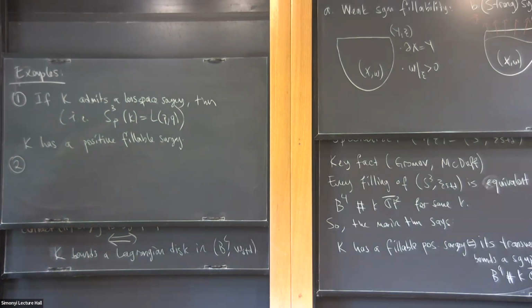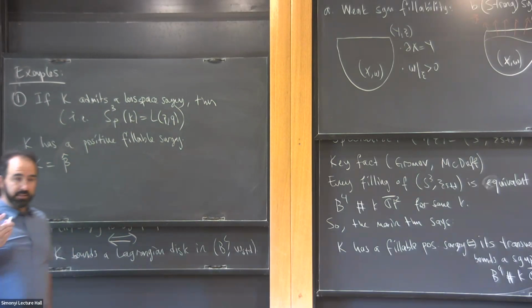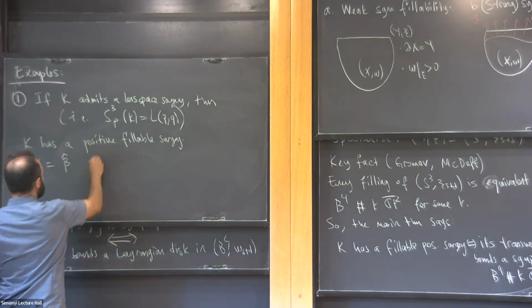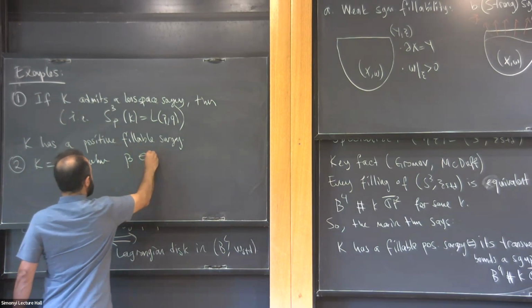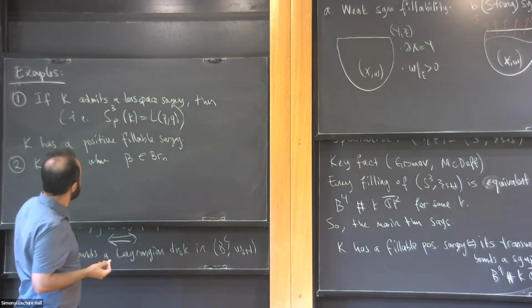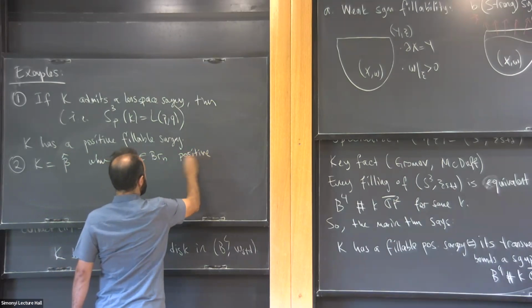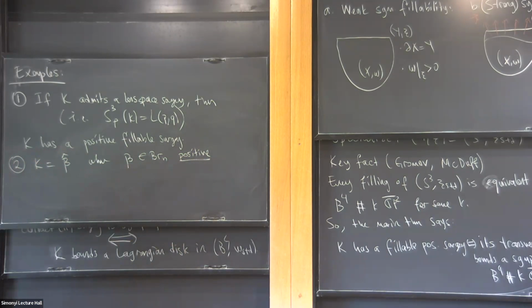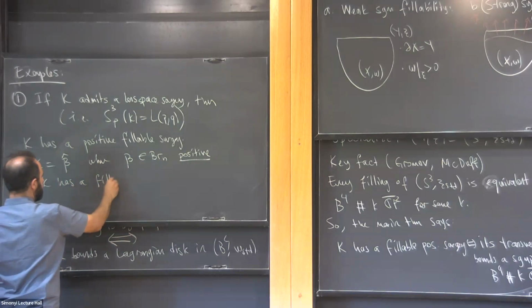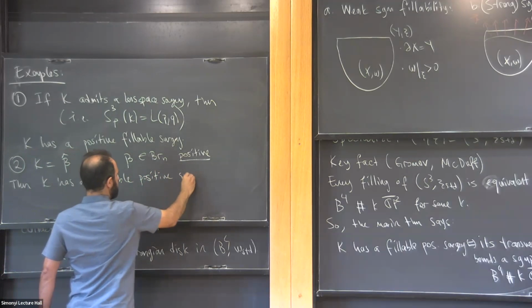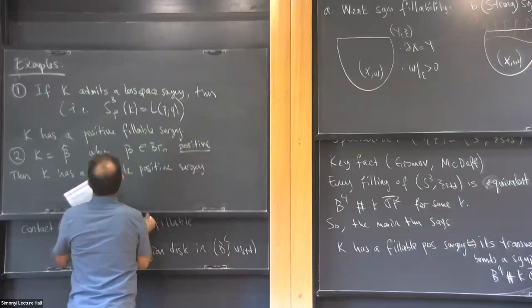So if your K is the closure of a braid, a positive braid, where beta is a braid on braid index n, but crucially I assume that it is a positive braid, then the claim is that K has a fillable positive surgery. So let's explain how this goes.